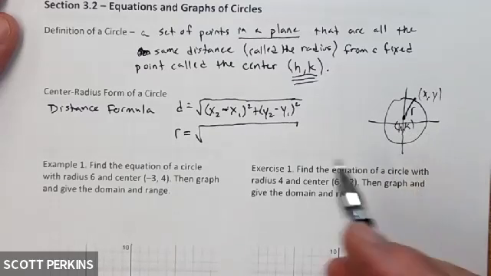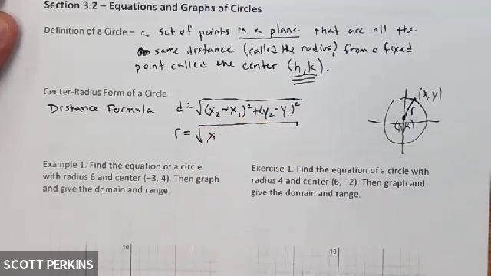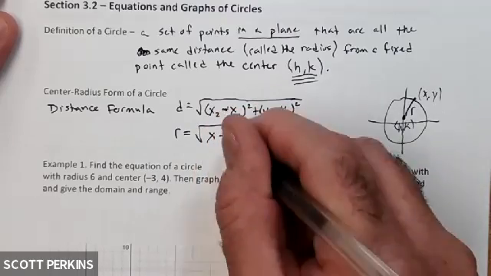Okay, so here we go. My distance between the x's is going to be the x variable that's on the outside of the circle minus the x value of the center, which is h.